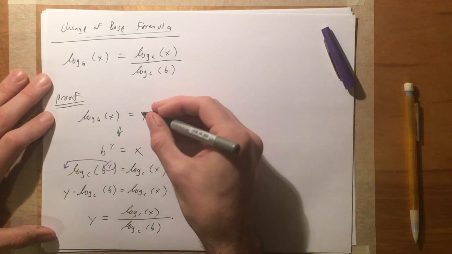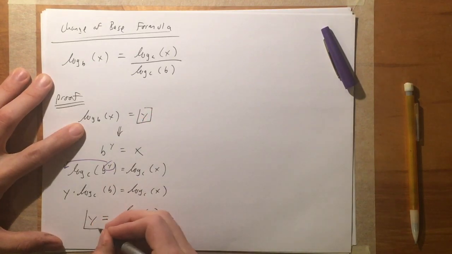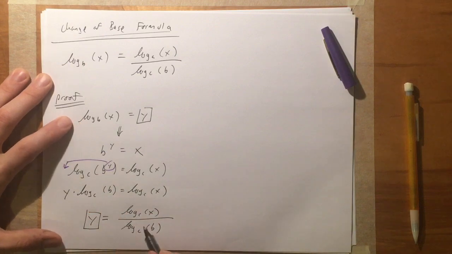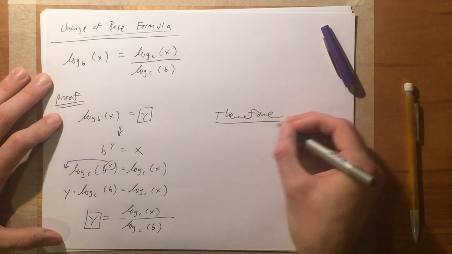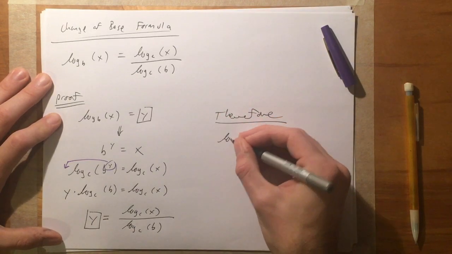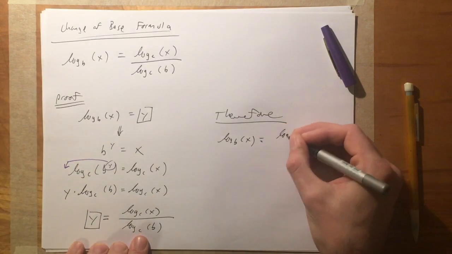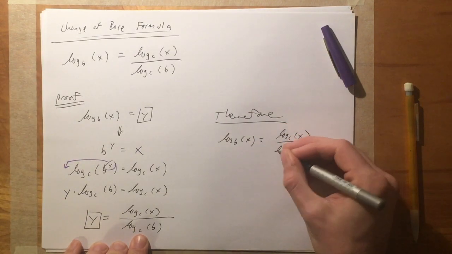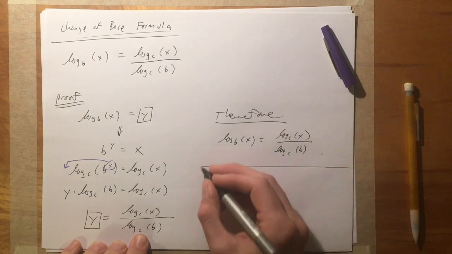And since y was equal to log base b of x initially, and now we've shown that that same y is equal to log base c of x over log base c of b, therefore log base b of x is equal to the log base c of x over the log base c of b. And that completes the proof.